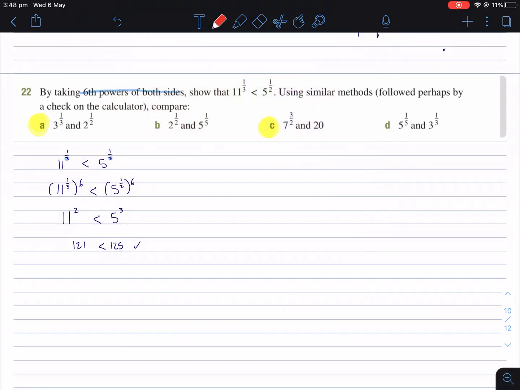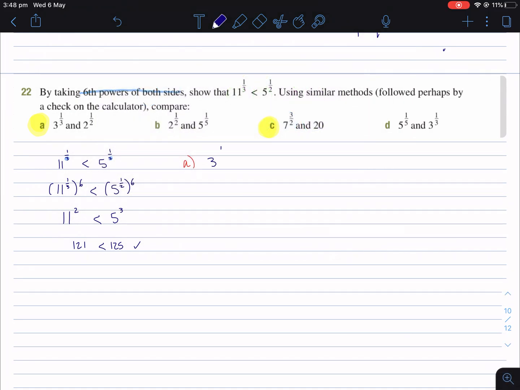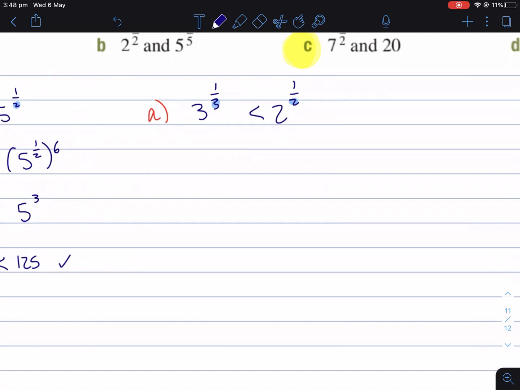So let's do A. We're going to do the same here. We've got 3 to the 1/3 less than 2 to the 1/2. 3 times 2 is 6, so we're going to raise them both to 6. So we've got 3 to the 1/3 to the 6 is less than 2 to the 1/2 to the 6, which means 3 to the 1/3 times 6 is 2. 2 to the 1/2 times 6 is 3.